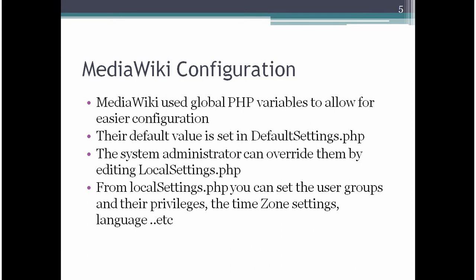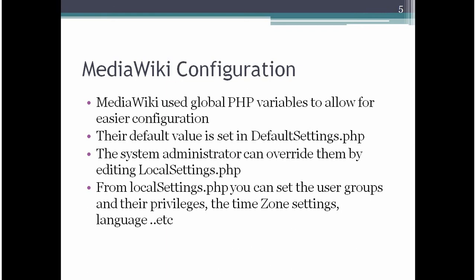I'm not going to get into the details, but if you're interested, you can check the code for that class. As for the configuration, MediaWiki can be easily configured, and it uses global PHP variables to customize the configuration. The default values are in a file called DefaultSettings.php. The system administrator can override the configurations in this file using the LocalSettings.php file.